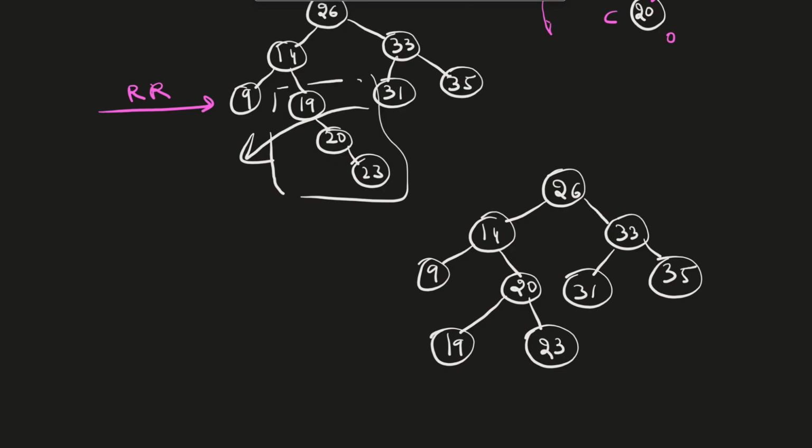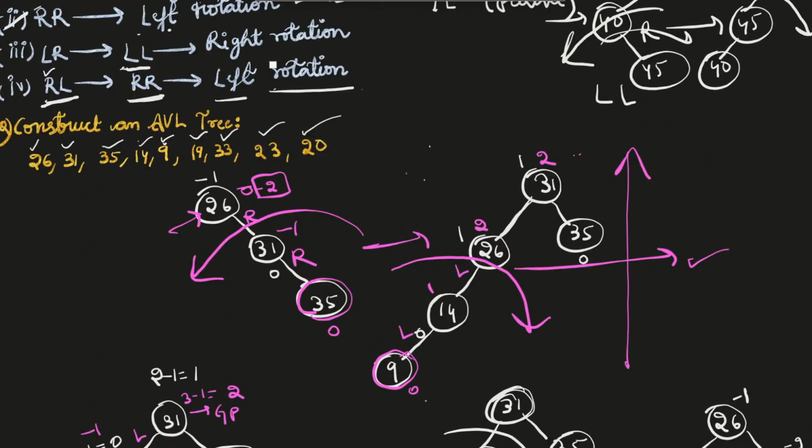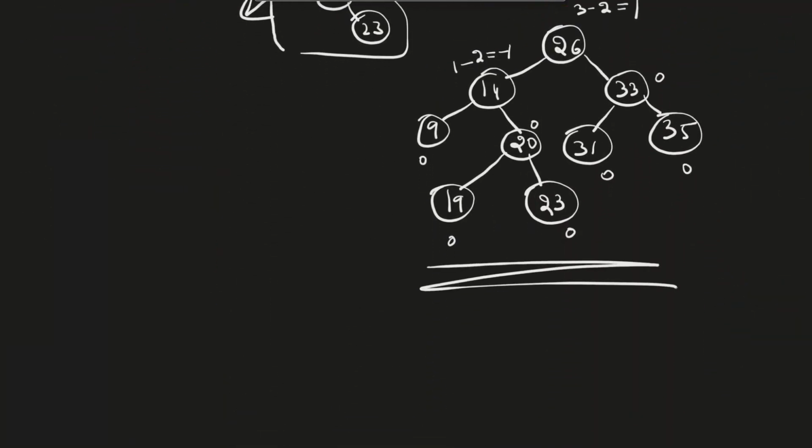So now if you check the balance factor, all the leaf nodes will get 0, and 20 would get 0, 33 also would get 0 because it is balanced. 14 would get 1 minus 2, that is equal to -1. 26 will get 3 minus 2, that is equal to 1. So all the nodes are said to be balanced, and we have completed the following AVL tree. So this is the final AVL tree.